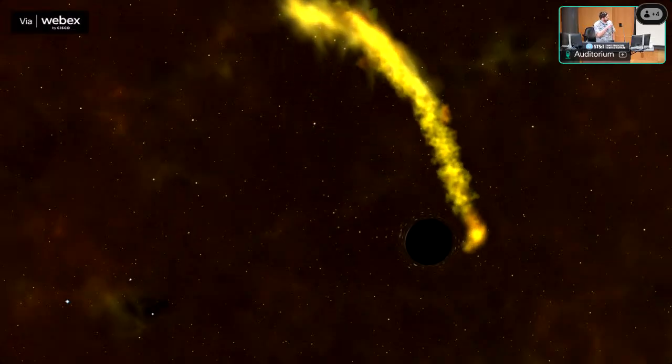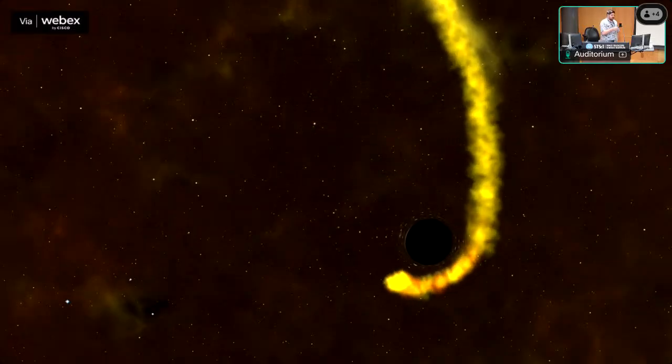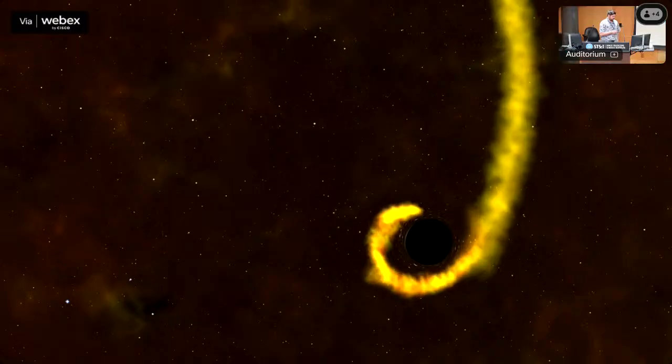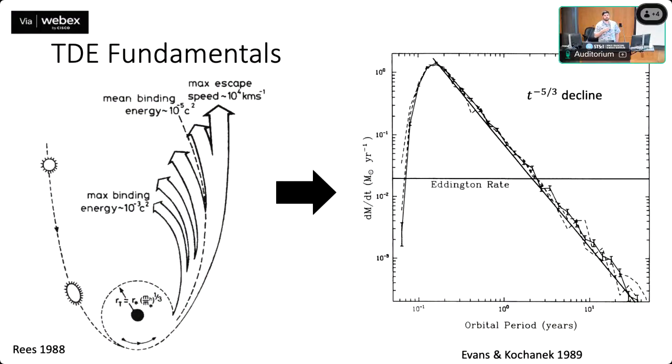Some of that material eventually falls onto the black hole, powers a flare that we might be able to see, and the rest of the material is kind of thrown out into space near the black hole. And so it's nearly 40 years now that we've been trying to understand what these events are, at least initially theoretically with Martin Rees doing this analytical calculation of what the orbits might look like immediately following that. And you can basically take that and get an idea of a few key characteristics of what these events would look like.